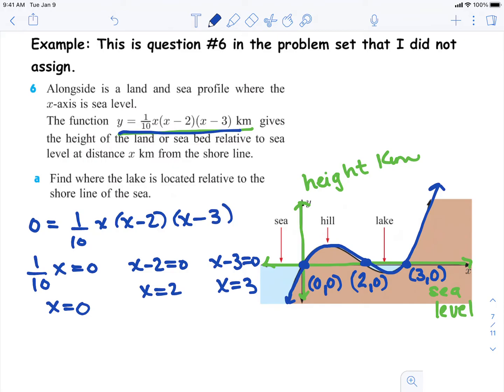So from the graph, we can see that the nearest part of the lake is 2 kilometers from the sea, and the farthest part is 3 kilometers from the sea. So this distance here is 2 kilometers from the sea, and then here is 3 kilometers from the sea.